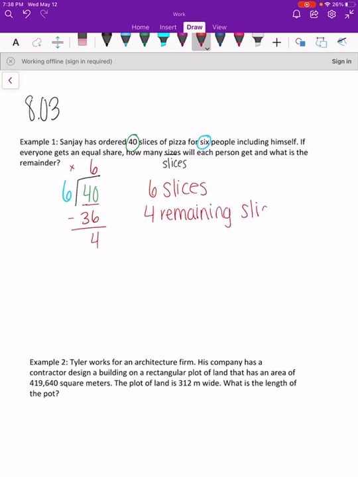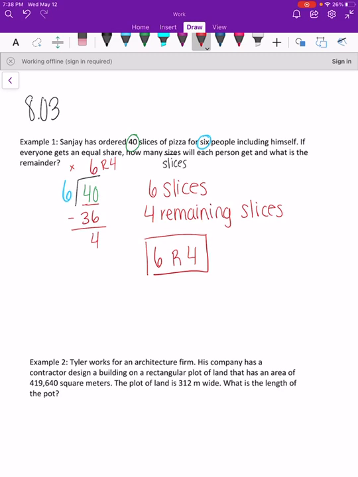And how you're going to see that written is like this: 6 R 4. That means there's 6 slices for everyone, and there's 4 remaining slices. So that's our answer, 6R4. R just stands for remainder. You can also write it up here.